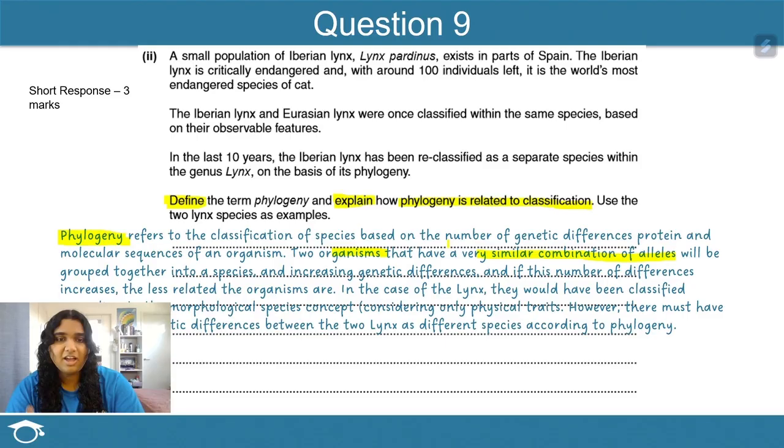Your third mark comes from using the two lynx species as examples. So in the case of the lynx, if you had said that they had been classified according to morphology or the morphological species concept first, that's half of that mark.